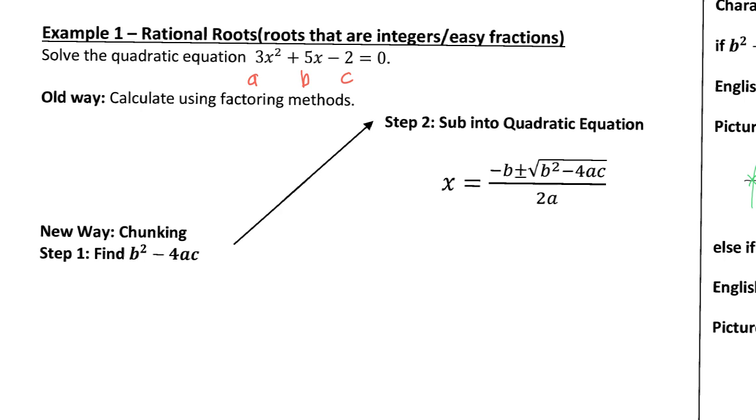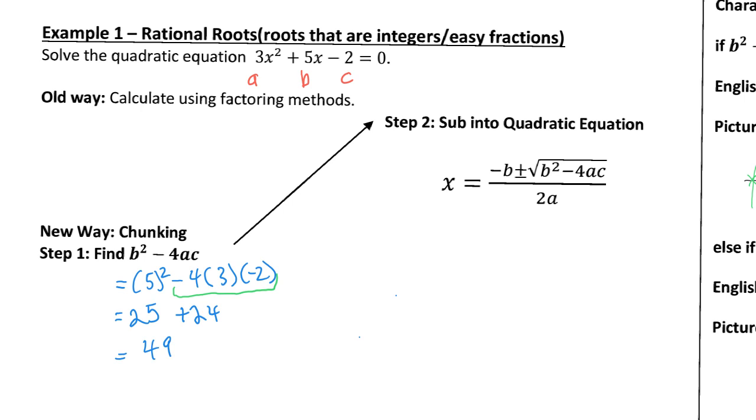For b squared minus 4ac, we do our calculation. So that's equal to 5 squared minus 4 times 3 times negative 2. So we end up with 25, and then we take this entire block, negative 4 times 3 times negative 2, multiply them together, and you end up with positive 24, which gives us 49 when we add them together.